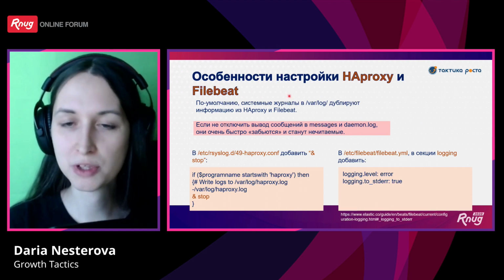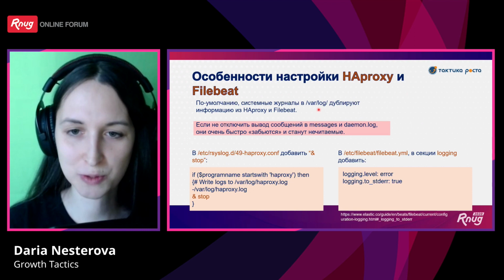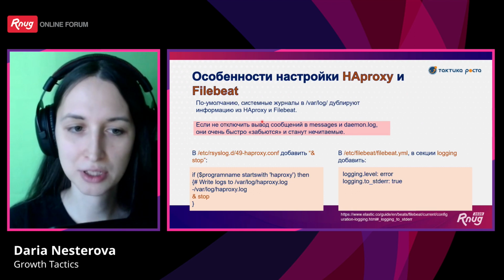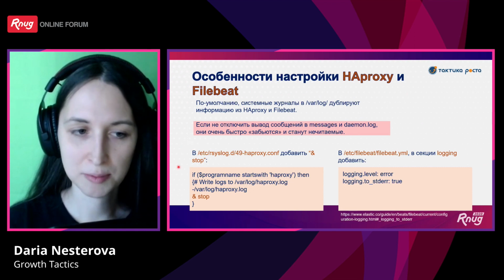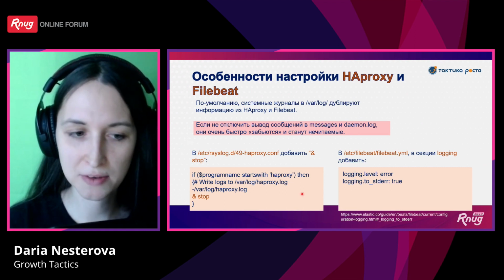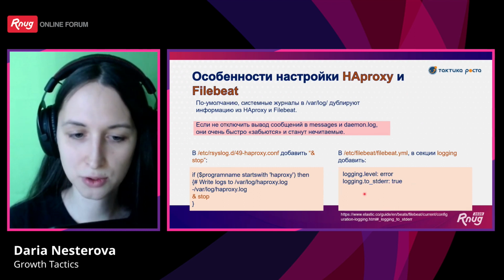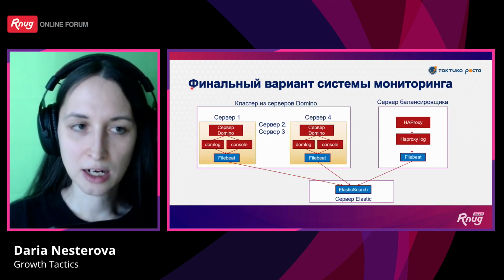Also, it is important that HAproxy and FileBeat duplicate everything in the logbooks. And if you do not stop this process, those logbooks will just be overrun and the space will be insufficient. Of course, I will not pronounce it. You can view it in the presentation I'll send. You just add a certain line into the HAproxy file and in the FileBeat file. And this line will protect us from this unfortunate duplication process.